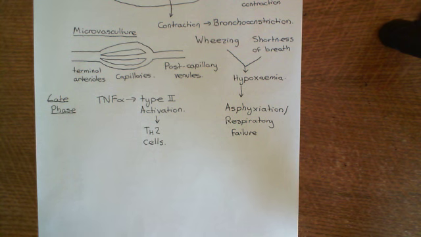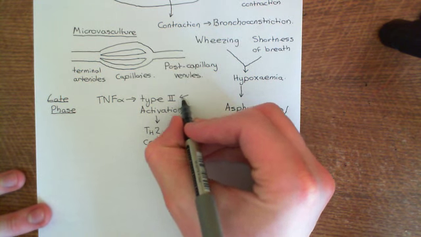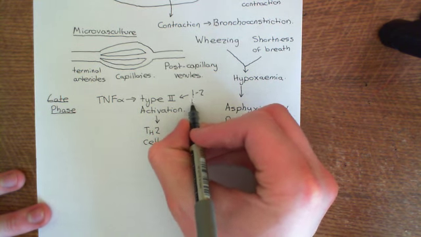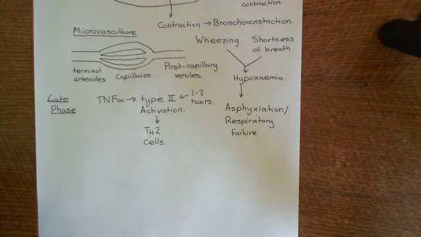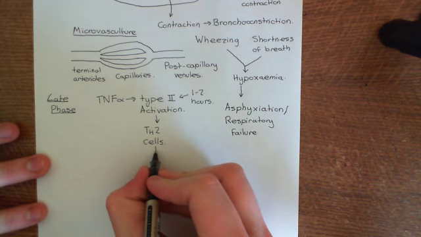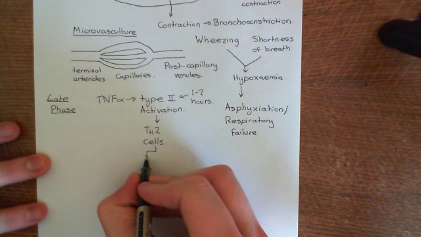And I should say, the late phase usually occurs within a few hours, basically, and that's because type 2 activation takes a few hours, 1 to 2 hours. Whereas type 1 activation takes minutes, which is why the immediate phase is very, very quick, and contraction of smooth muscle cells occurs very, very quick. Then in type 2 activation, you start recruiting these T helper 2 cells. We're not sure as to whether these T helper 2 cells are actually primed against the allergen or not. The important thing is that they come in and start releasing certain molecules, certain cytokines.